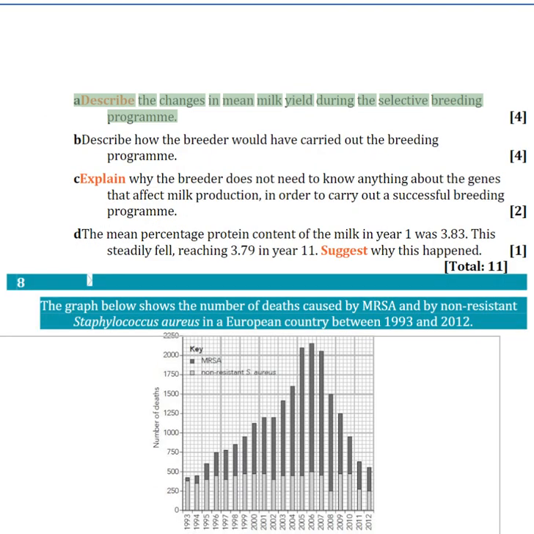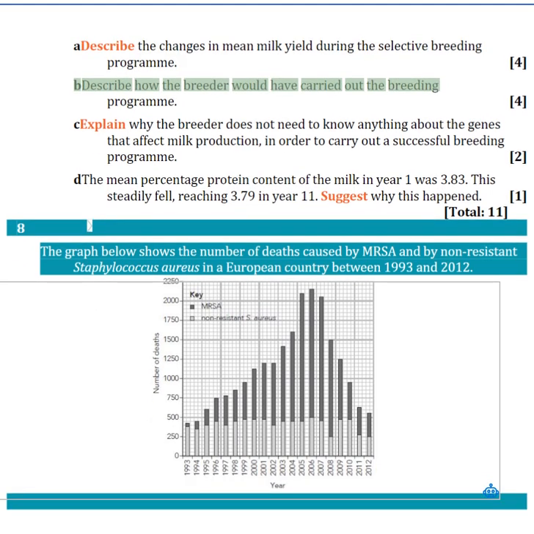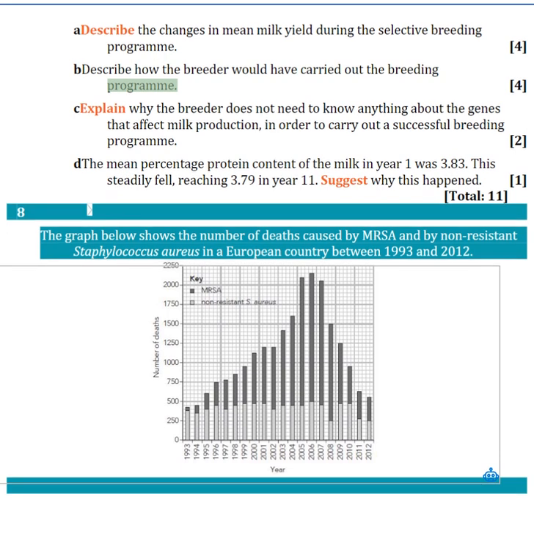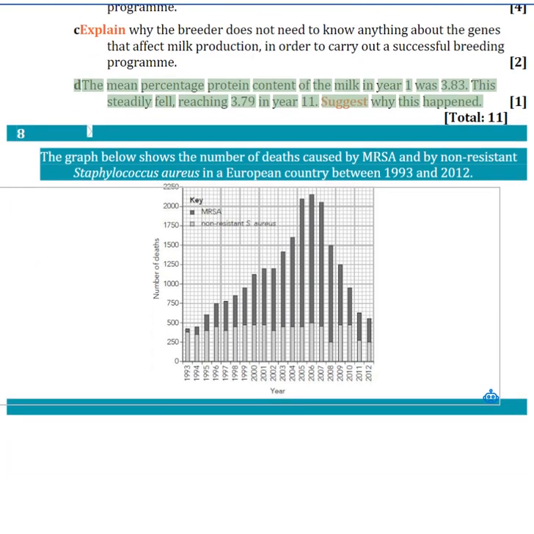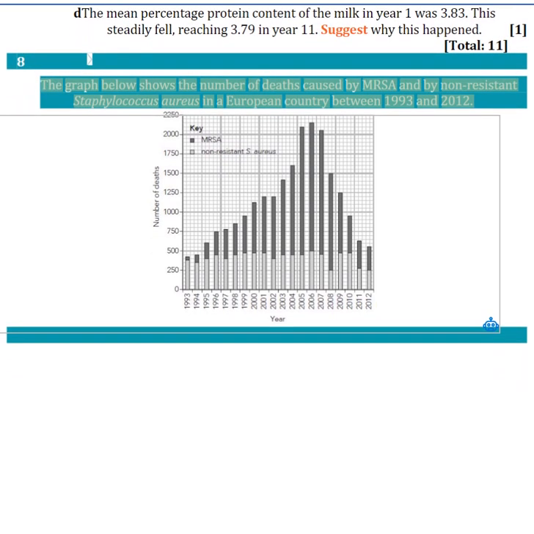A. Describe the changes in mean milk yield during the selective breeding program. B. Describe how the breeder would have carried out the breeding program. C. Explain why the breeder does not need to know anything about the genes that affect milk production in order to carry out a successful breeding program. D. The mean percentage protein content of the milk in year 1 was 3.83. This steadily fell, reaching 3.79 in year 11. Suggest why this happened. 8. The graph below shows the number of deaths caused by MRSA and by non-resistant Staphylococcus aureus in a European country between 1993 and 2012. A.